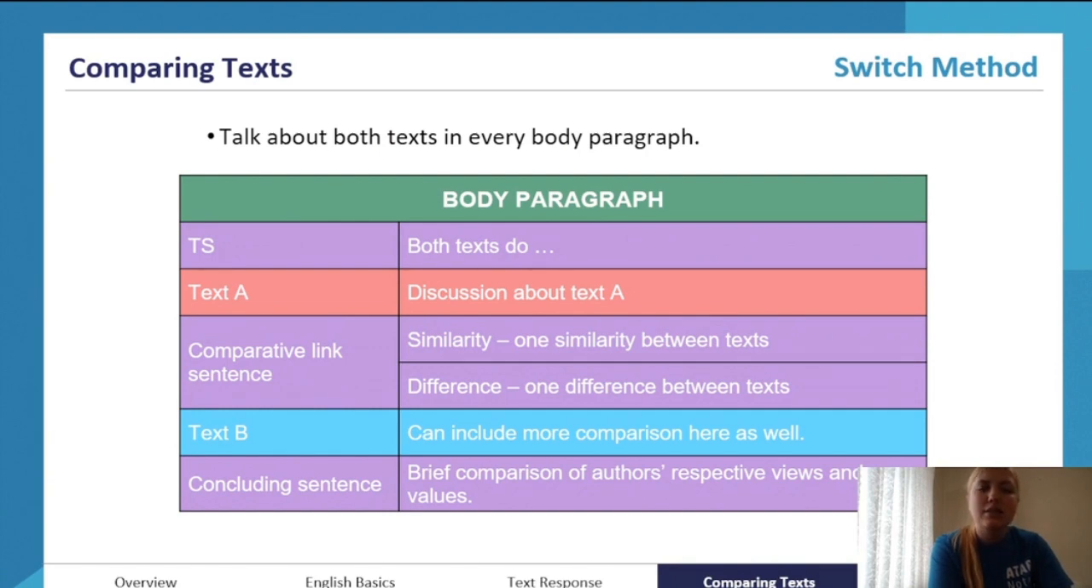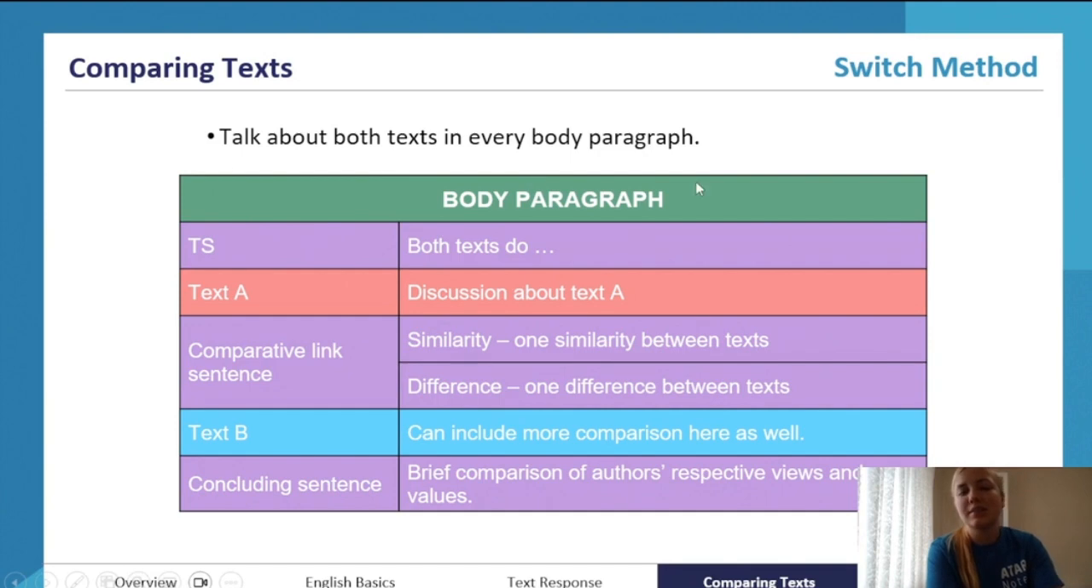This is the switch method, where it talks about both texts in every body paragraph. So you have a topic sentence based on a similarity or difference across the two texts in terms of your argument. Then you have discussion of your text A. Once you finish it, you want to have that views and values message there about text A before you link into the next text, as per my recommendation.